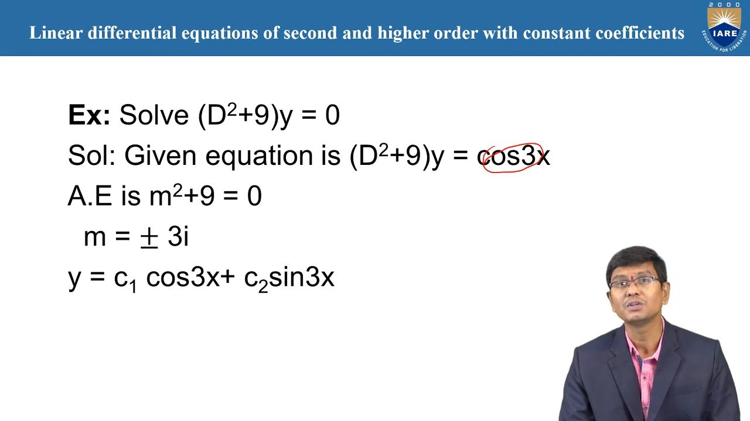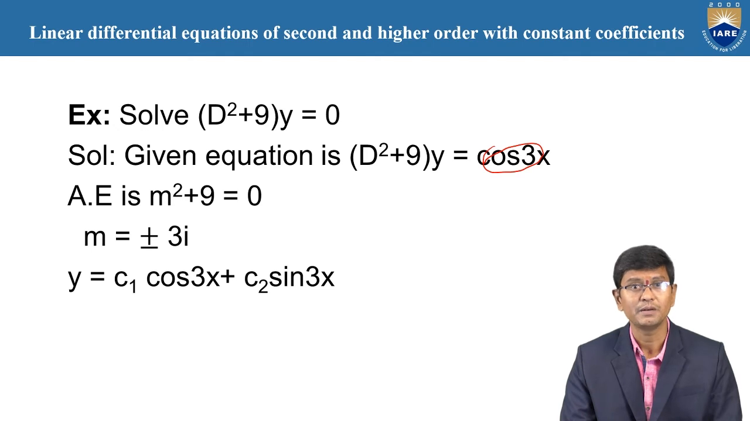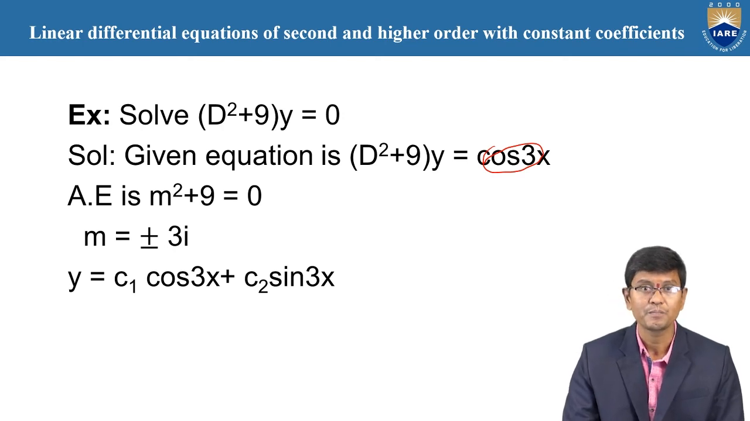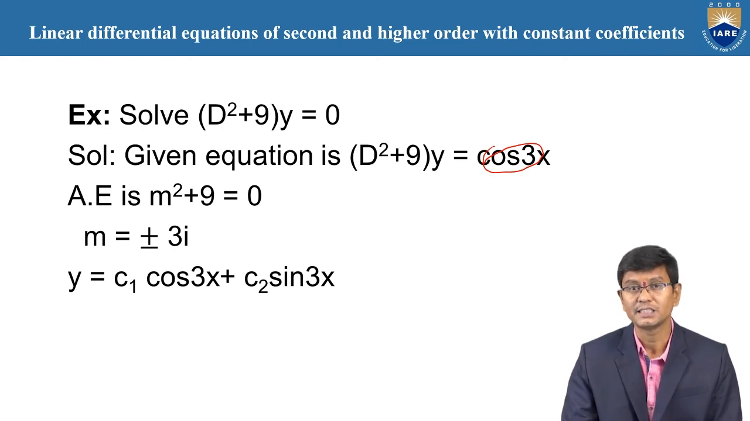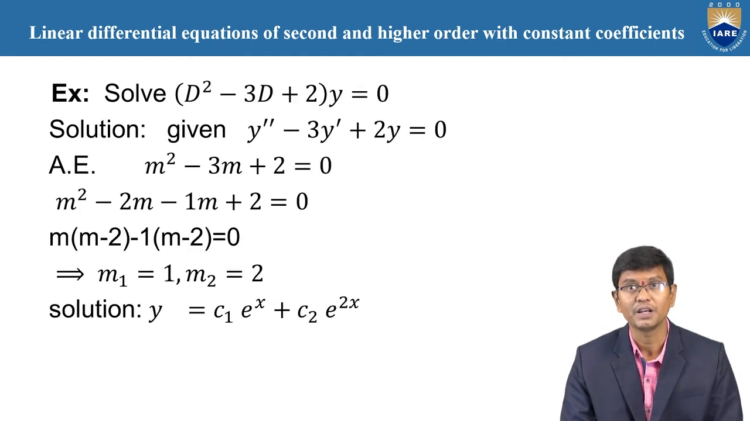Here alpha is equal to 0 and beta is equal to 3. Therefore, the solution of this equation is y is equal to e power of alpha x into c1 cos beta x plus c2 sin beta x. By using the formula here, e power of alpha x is e power of 0x, which is a 1 value, and c1 into cos beta x is c1 cos 3x plus c2 into sin beta x is c2 into sin 3x. Therefore, it is the solution. In this problem, it is a second order differential equation only.